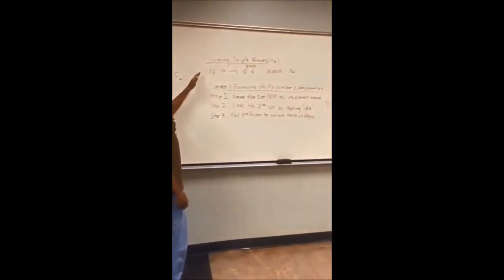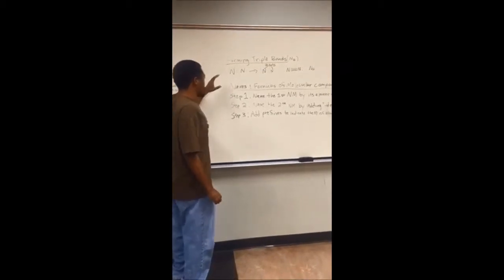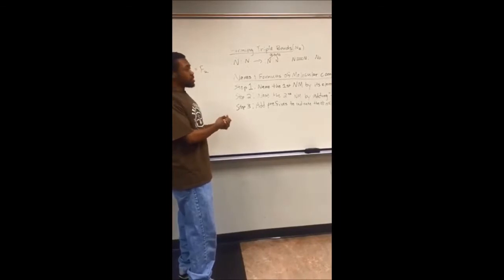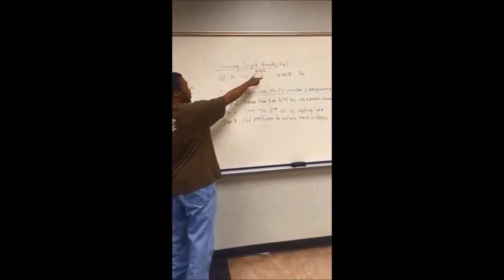Now I want to talk about triple bonds. I use nitrogen as an example. Two nitrogens come together and form a triple bond. These two are known as octets.